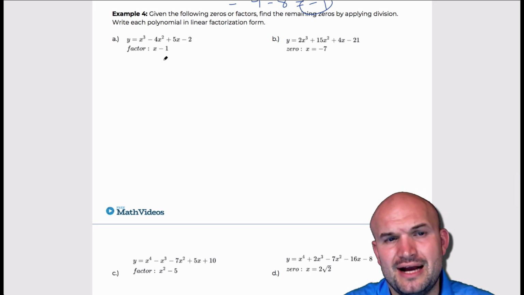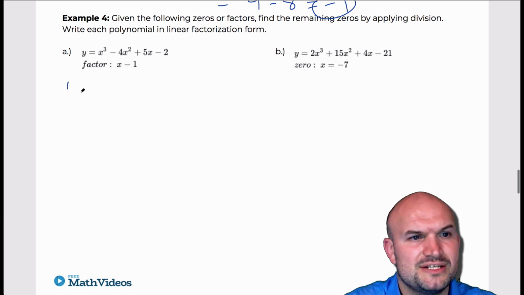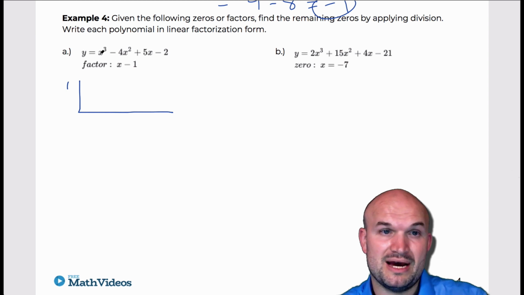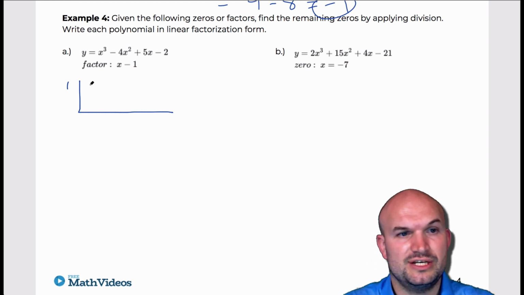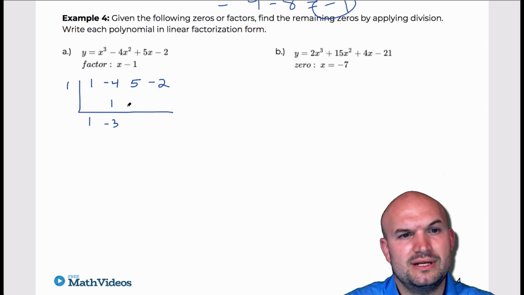In this example here, I have x minus 1 as my factor, so therefore I know positive 1 is my 0. So I'll write that on the outside. I make sure that my polynomial is in descending order, which it is, so I take my coefficients and write that on the outside. Now I bring down my 1. 1 times 1 is 1. Negative 4 plus 1 is negative 3. Negative 3 times 1 is negative 3. 5 plus negative 3 is 2. 2 times 1 is 2. And that gives me a remainder.